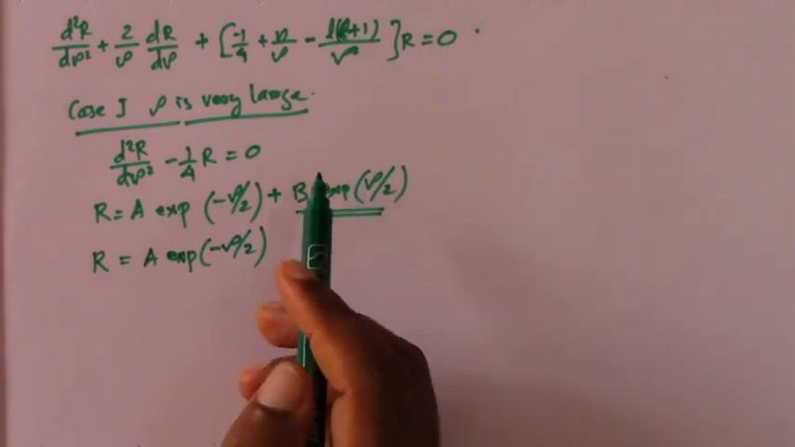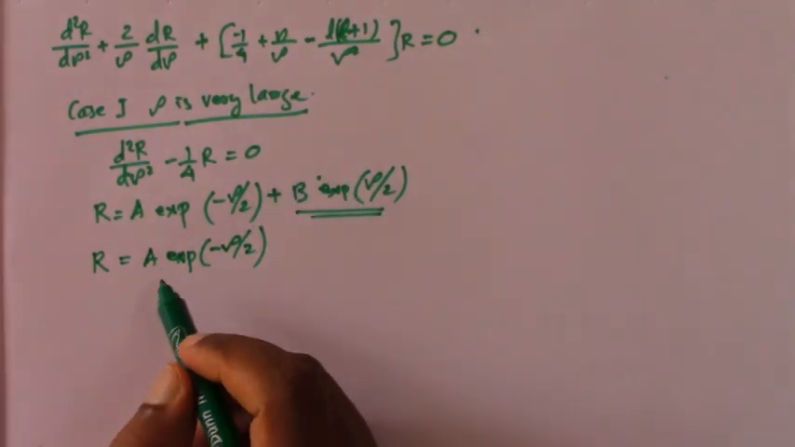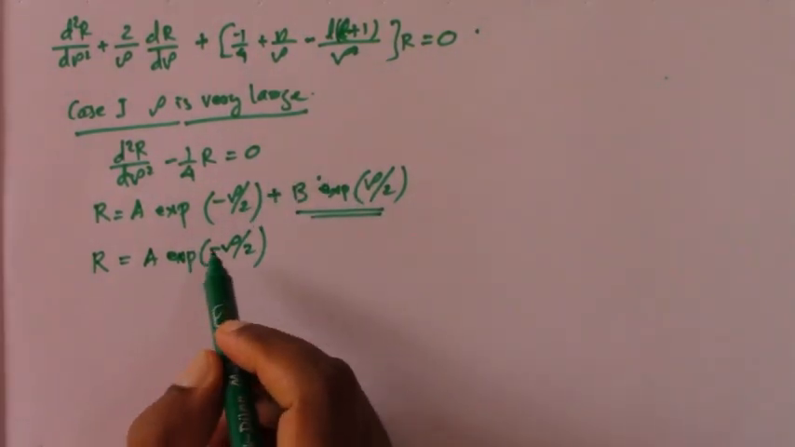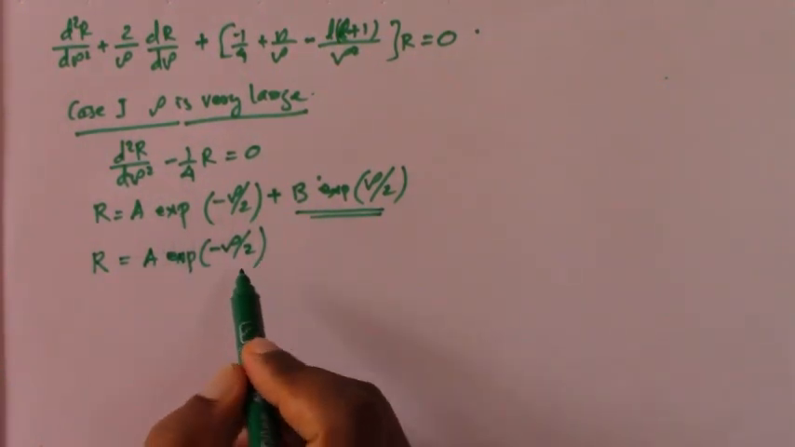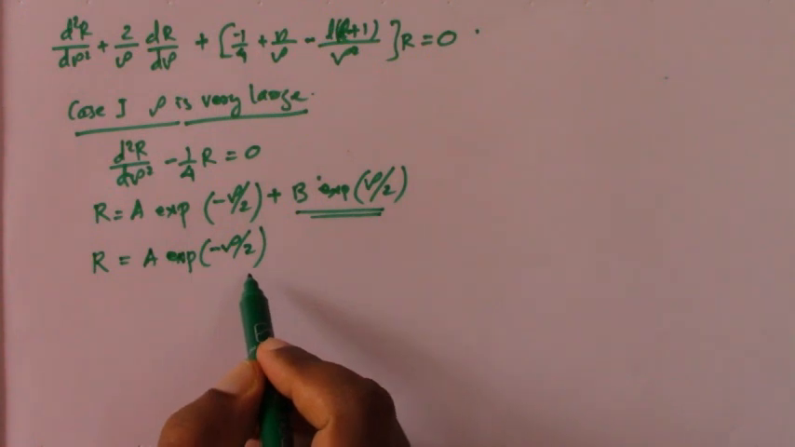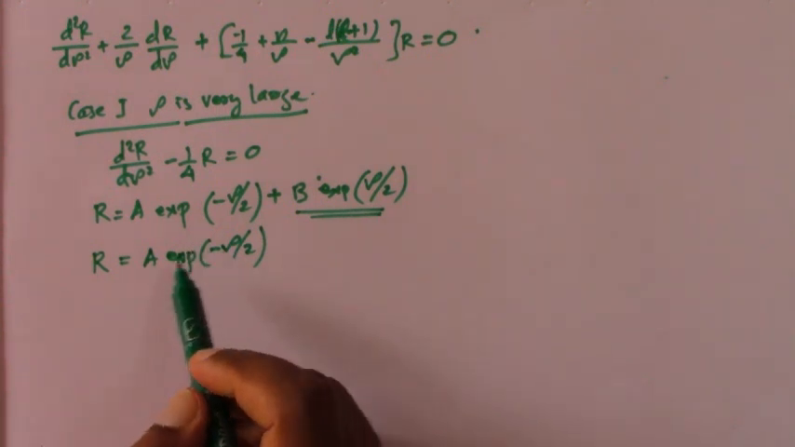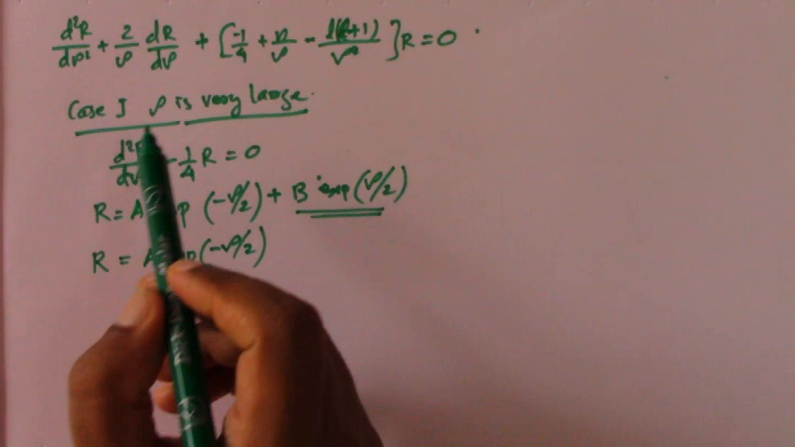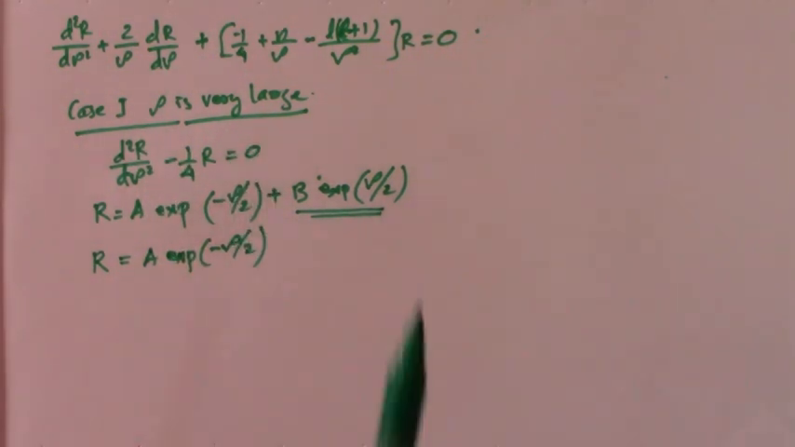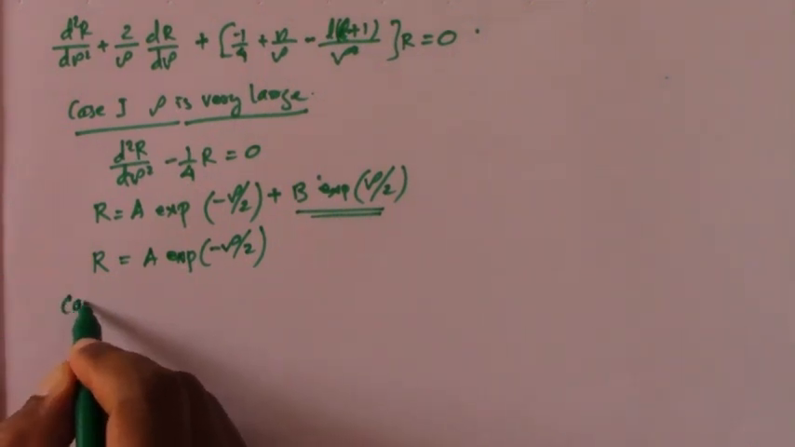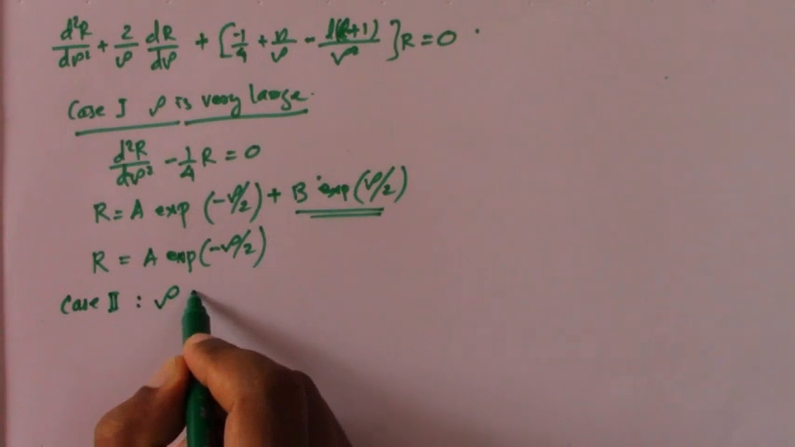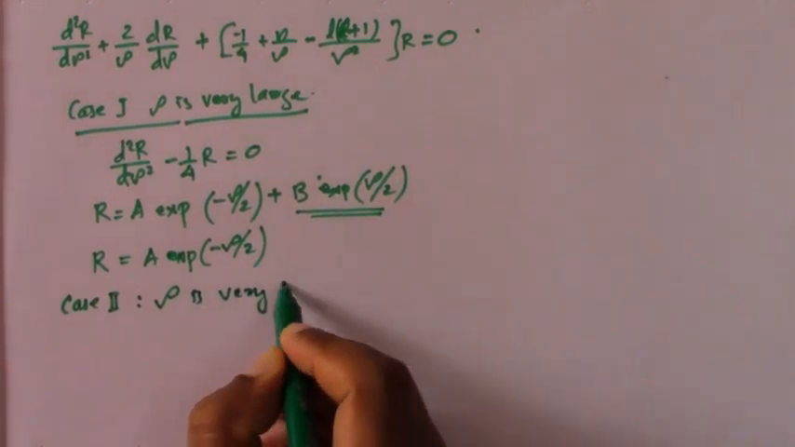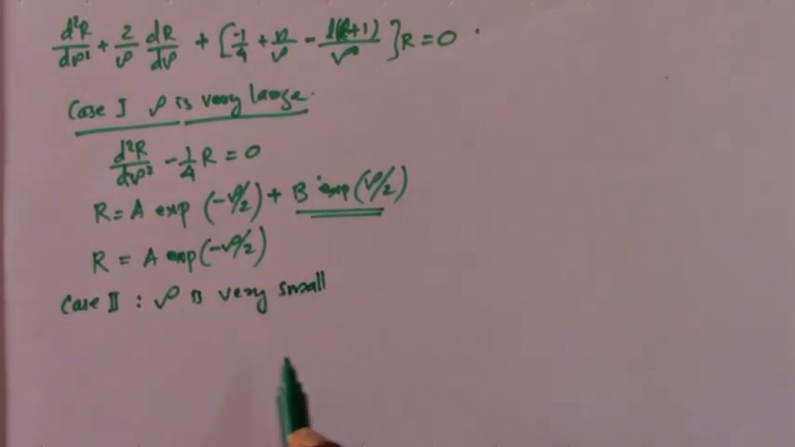A is any coefficient. We are not worried about that coefficient at this moment, and the important mathematical part of the wave function is exponential minus rho by 2. And this is the case when rho is very large. Now we can consider the other case, case 2, that is when rho is very small.